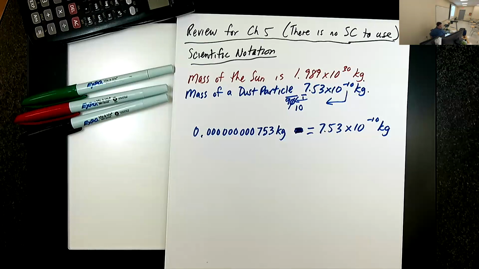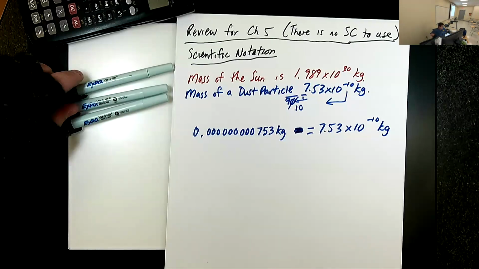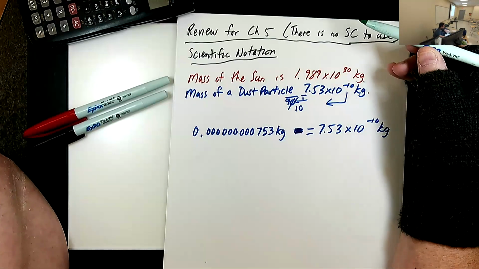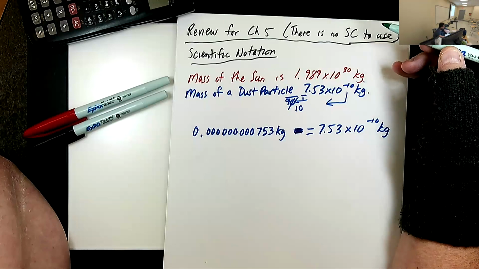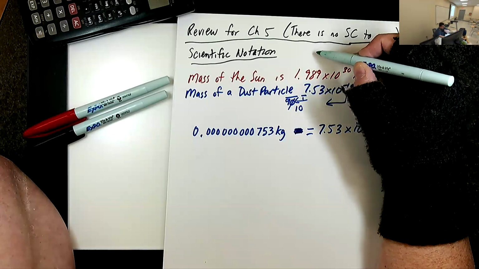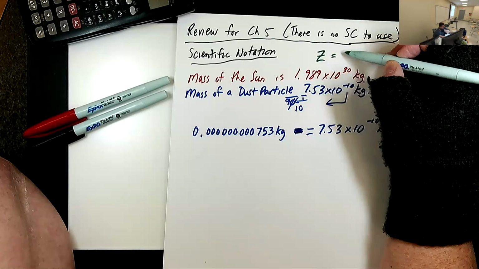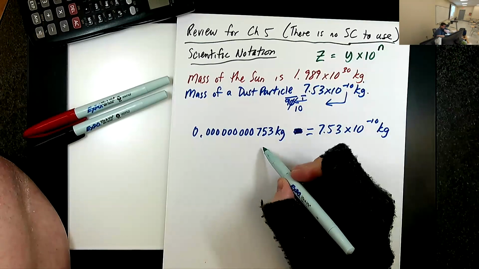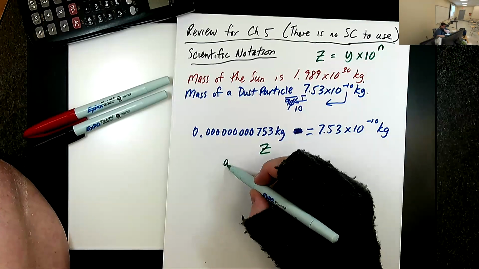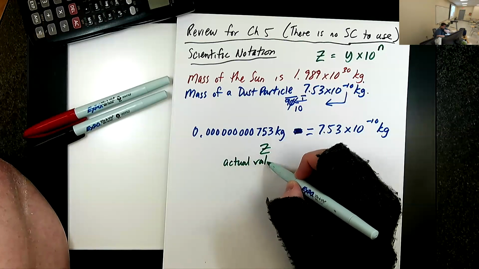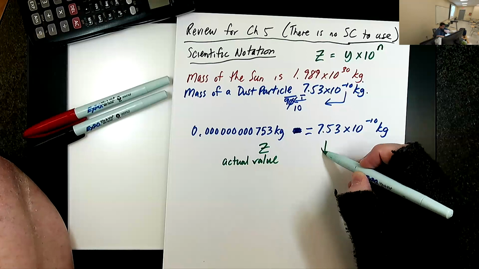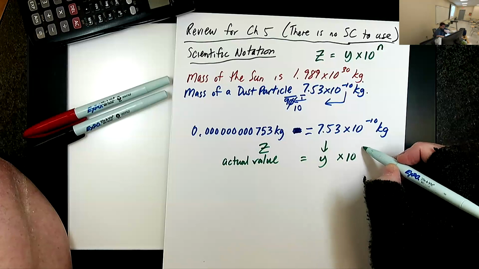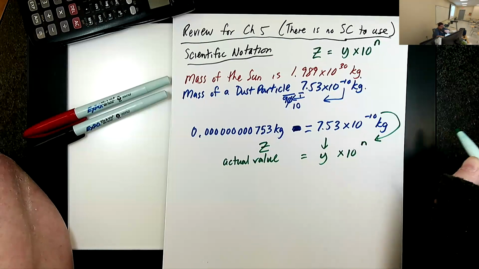So that's a small number, and it was really long to write. We use scientific notation where the numbers are really, really big, or super close to zero. We could say z is that number, and we'll say it's y times 10 to the n. This is my z, it's the actual value. This is my y, and I have 10 to the negative 10. This is my n. Negative 10 is my n.